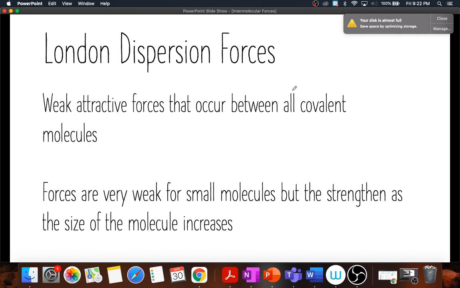Okay, and lastly, we have London dispersion forces. London dispersion forces are weak attractive forces that occur in all covalent molecules. So whether or not we're identifying a molecule as polar, as long as it is a covalent compound, we are going to have London dispersion forces. These forces are very weak for small molecules, but as the molecule size increases, if you're looking at larger and larger molecules, the London dispersion forces are quite strong. Okay, so those are the different intermolecular forces.